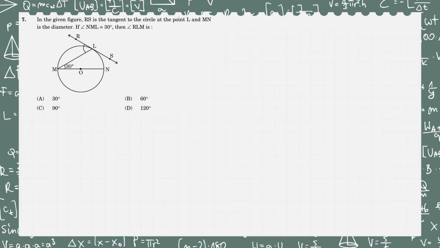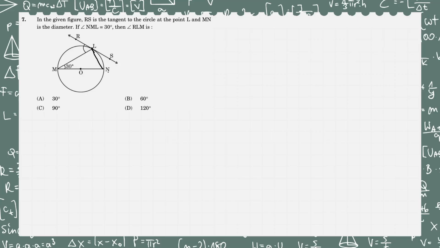In the given figure, RS is a tangent to the circle at the point L and MN is a diameter. If angle NML equals 30 degrees, then angle RLM is. Okay, now we have to do a small construction here. Let us join L and N. So what can we say about this?